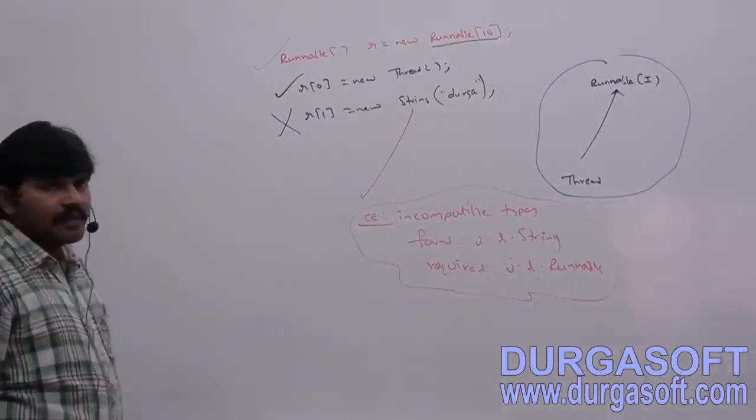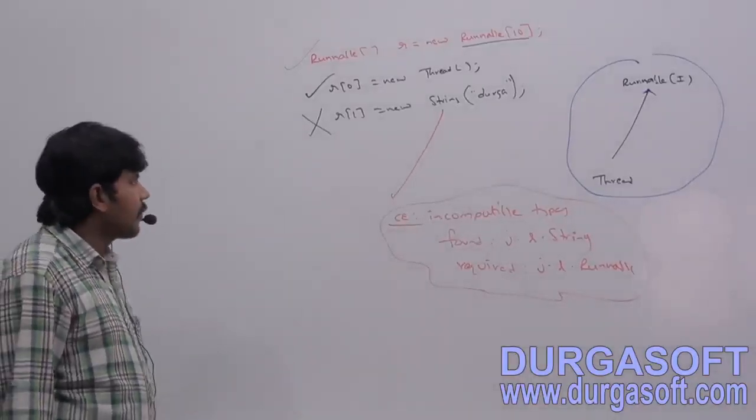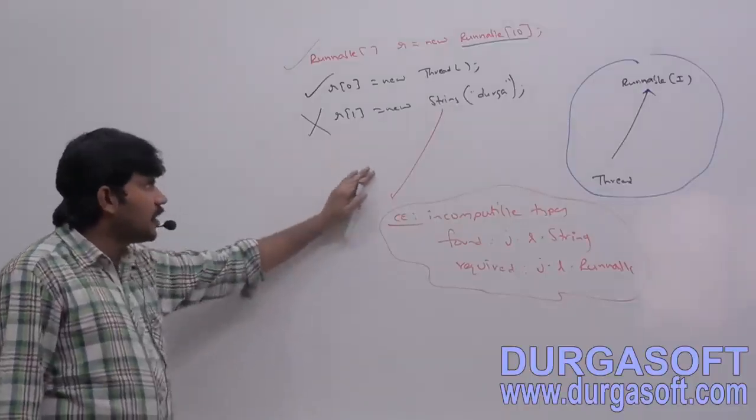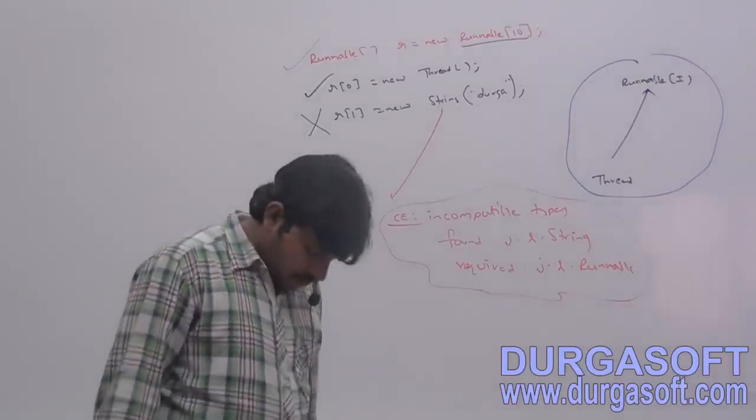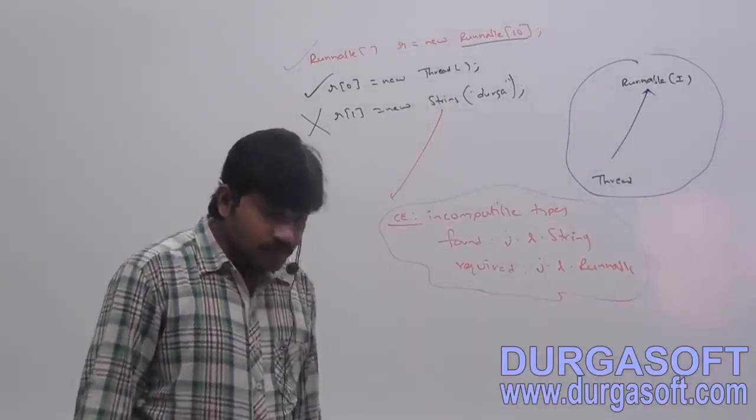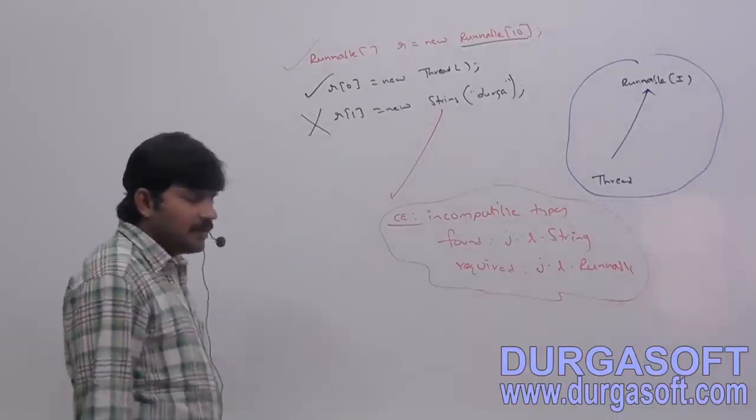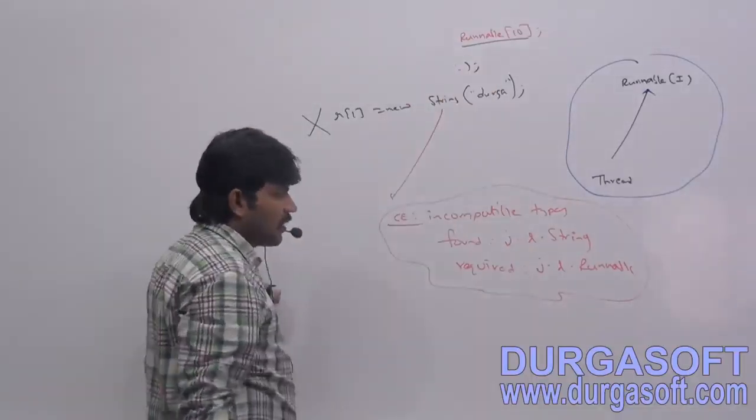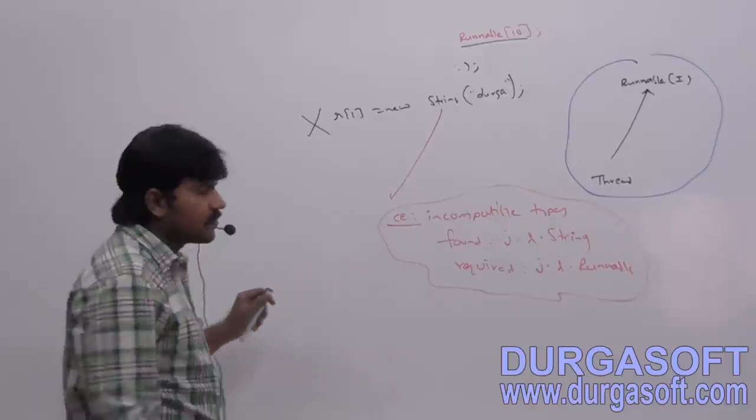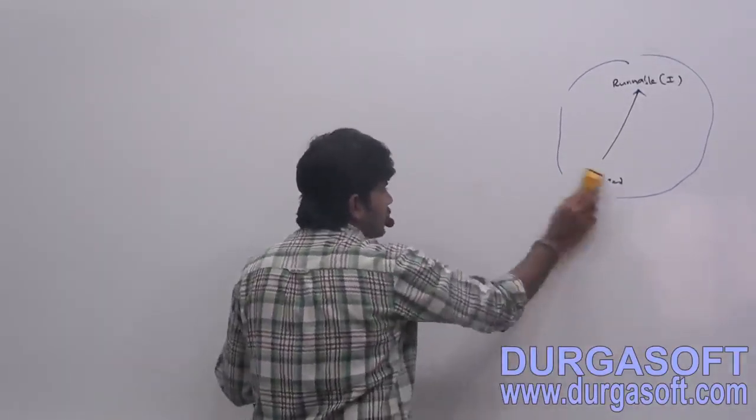Runnable[] r = new Runnable[10]; r[0] = new Thread(); r[1] = new String("Durga"); gives incompatible types: found java.lang.String, required java.lang.Runnable. Clear, right? Okay. Next, let me summarize whatever cases we covered.